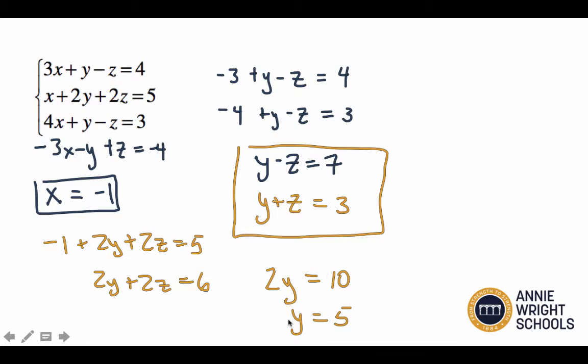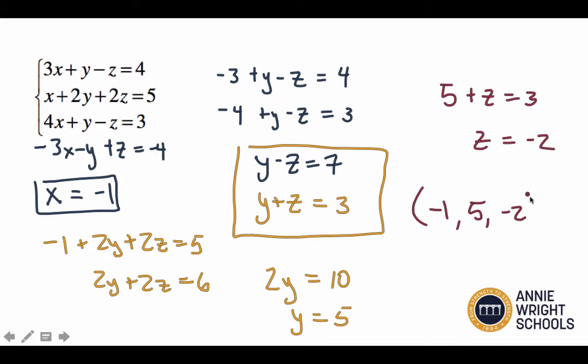And now plugging 5 and negative 1 up here into this equation, or I could just plug in 5 right here. 5 plus z equals 3, so z equals negative 2. So the answer is negative 1, 5, negative 2.